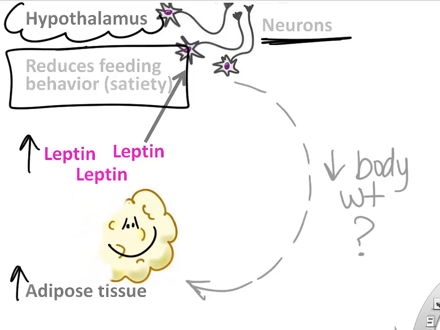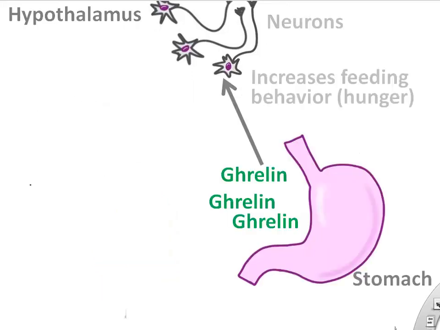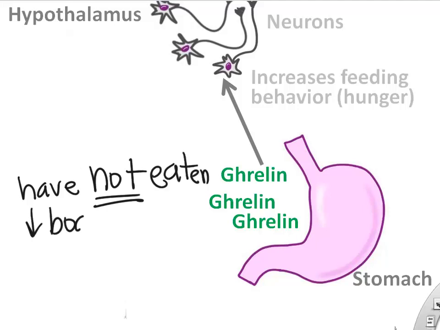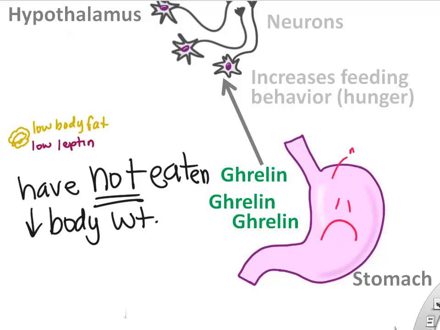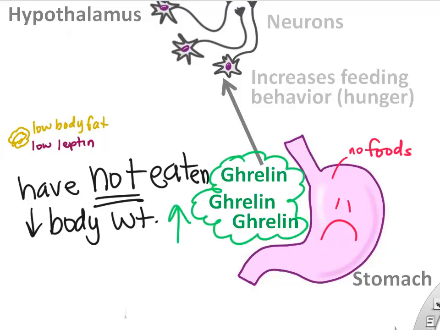And then we lose our fat and the leptin levels go back down. So again, that looks a lot like homeostasis. What about if you have really low fat levels and low body weight and you haven't eaten in a long time? You won't have much leptin and you'll actually get ghrelin secretion, a hormone from the stomach. So when you haven't eaten in a while, you'll produce lots and lots of ghrelin.